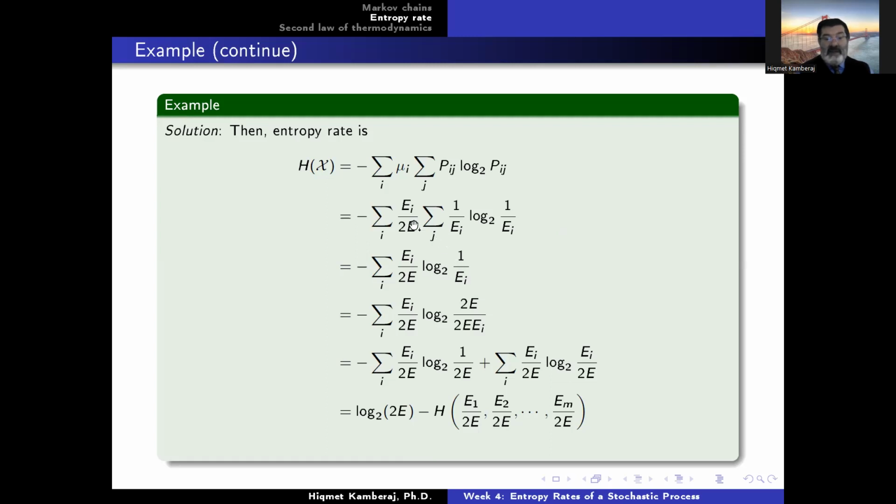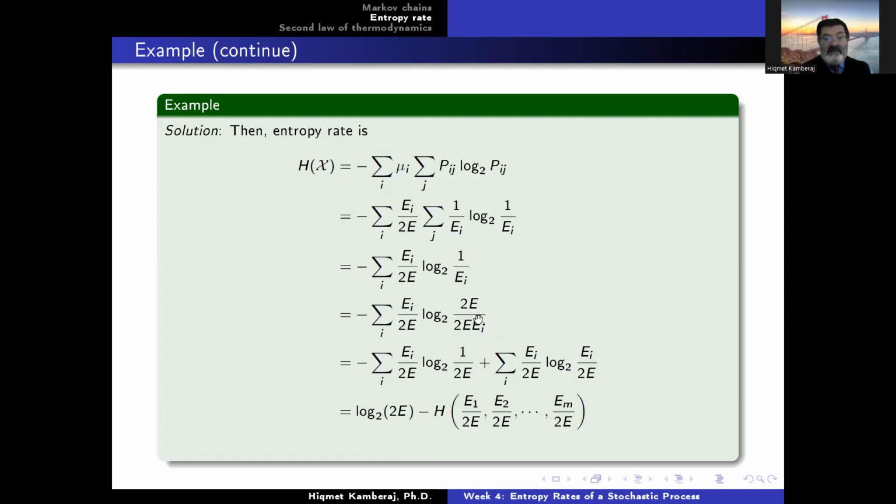Because EI here cancels out, all right? Then I obtain, I do the same trick: I multiply by 2E and divide by 2E, here and here. Then I get equal to minus the sum over all i's of EI over 2E, log with base 2 of 2E over 2E times EI, right?